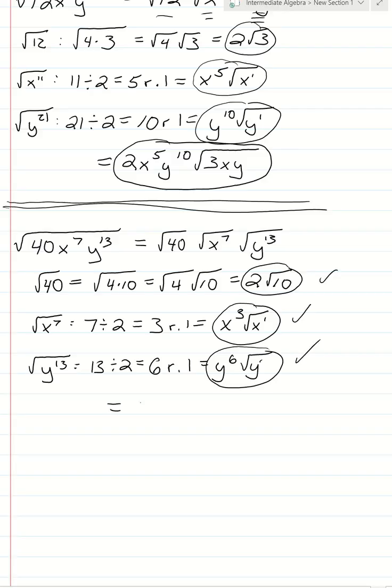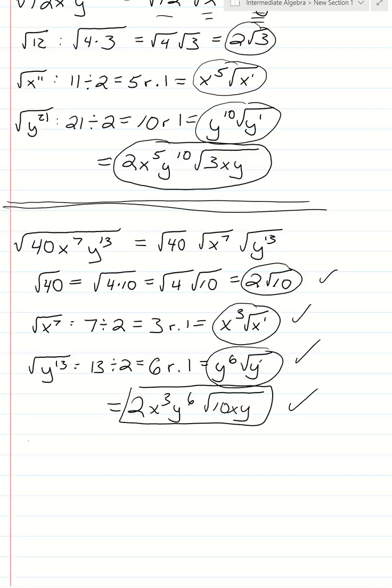Anything that's under the radical, which is the 2, the x to the 3rd, the y to the 6th, we bring together. And anything that's still hanging out under the radical, which of course is the square root of the 10xy, we just multiply back together. And that would be your answer to that particular problem.